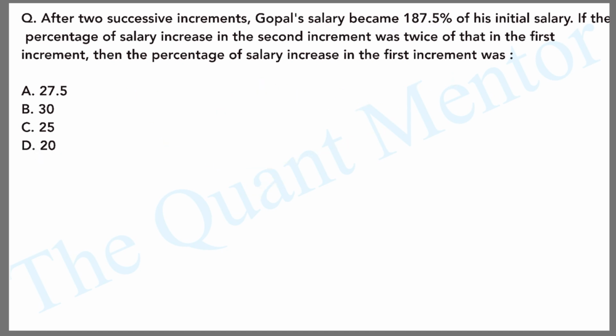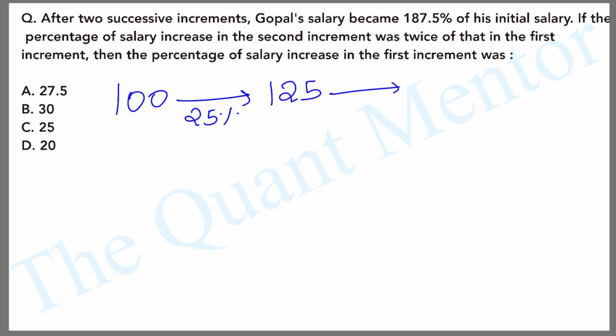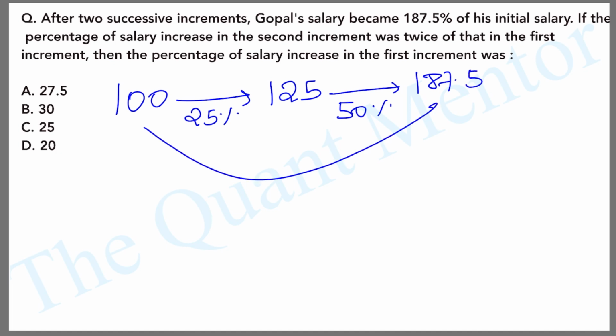So we have to rule out this particular option. Once again, we check the other option, C option. If the initial salary was 100, the first increment would be 25% as per the C option. The new salary would be 125. After this, there is an increase of double, that is 50%. So 50% of 125 is 62.5. So now the new salary would be 187.5 rupees, which is indeed 187.5% of the initial salary. So yes, the answer would be the C option. That's the second way of answering the question.